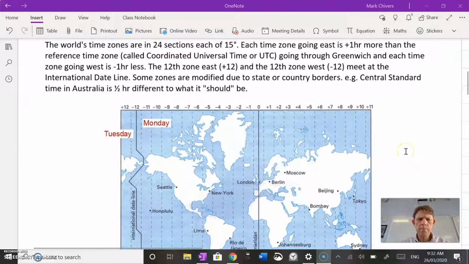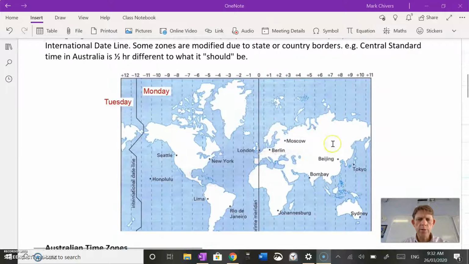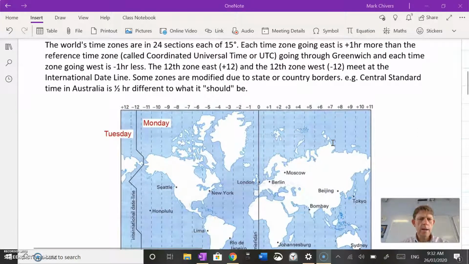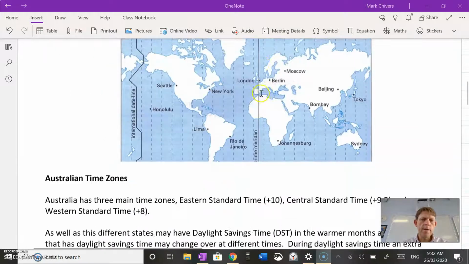So some time zones change a little bit because of country borders. For instance, in Australia, the Central Standard Time is only half an hour behind Eastern Standard Time, but it should be an hour behind. And there's a few little changes around the world. So we just need to know that the abbreviation for Coordinated Universal Time is UTC. I think that's because the actual term is French, so the order changes. We just need to know how far either in front or behind of UTC a time zone is, and then we can work out questions around that.